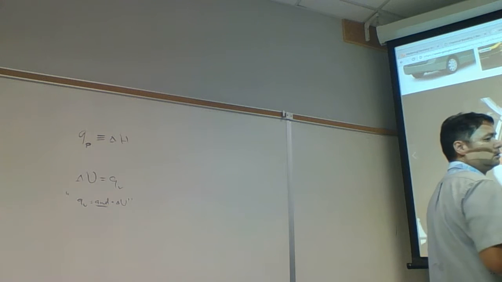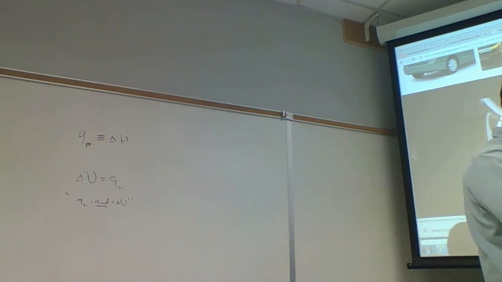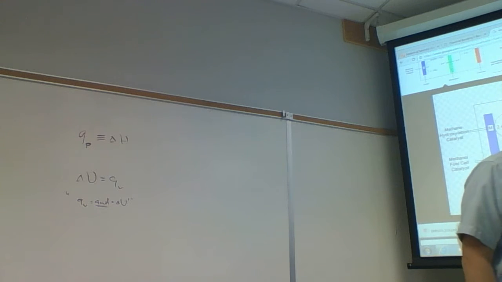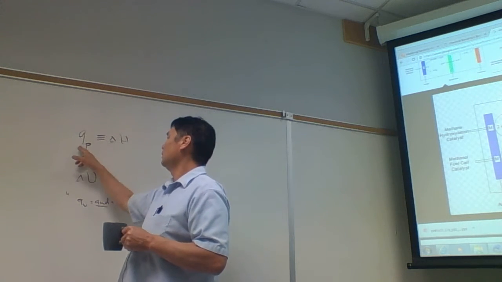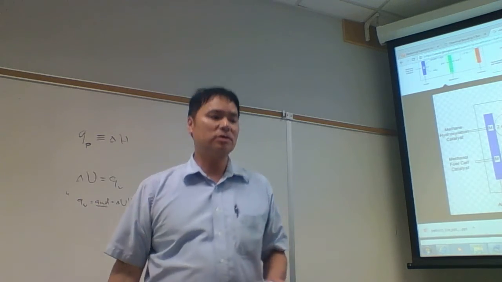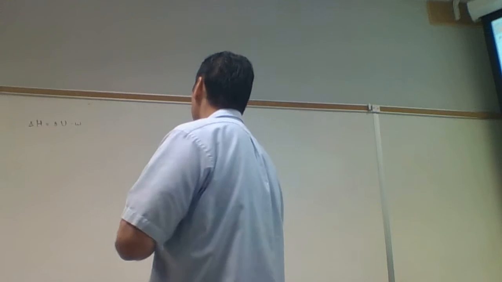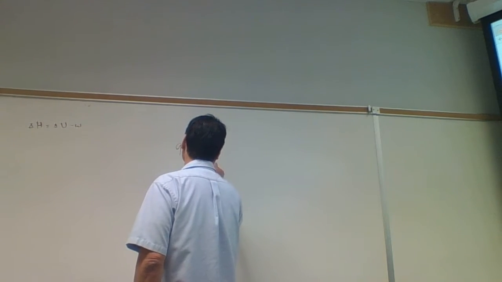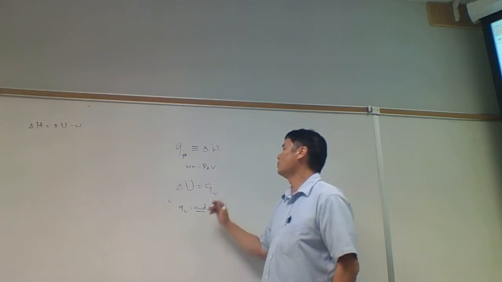Yeah. So how do you restrict the work then? How do you restrict work? Yeah. Sabrina had a good answer. Well, you said you restrict it to minus P delta V work only. And so this is the definition, assuming that the only work that's done by the system or on the system is P delta V work. That's it. And you can't have other work.